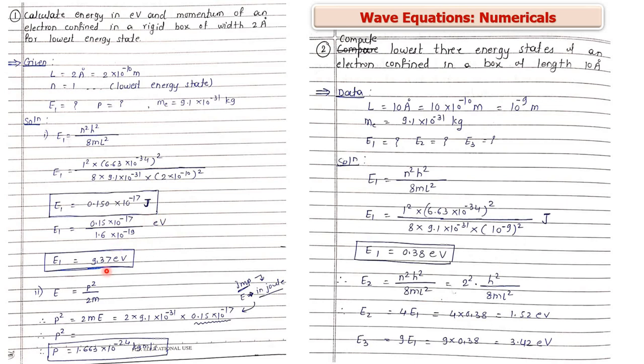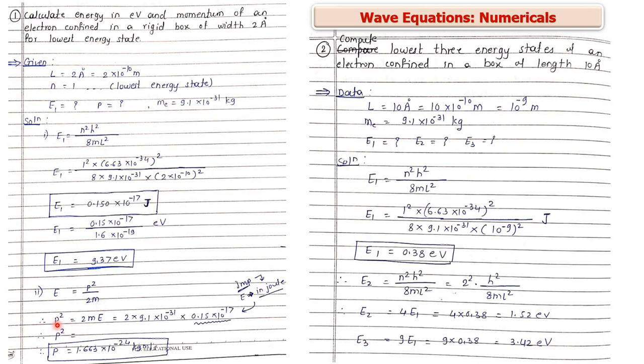Okay, in the numerical, if it is not asked to find in electron volt, you can keep it in joule, you will get full marks. But if it is specifically asked in electron volt, you have to convert it into electron volt. So this is energy, then you can find out momentum by using the formula E is equal to p square by 2m. You can find out p, momentum, here.